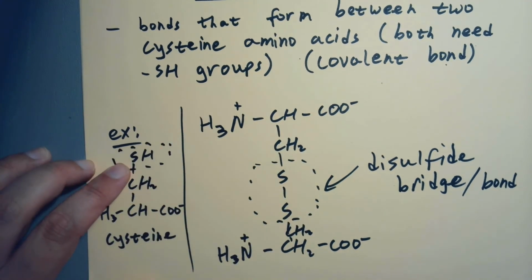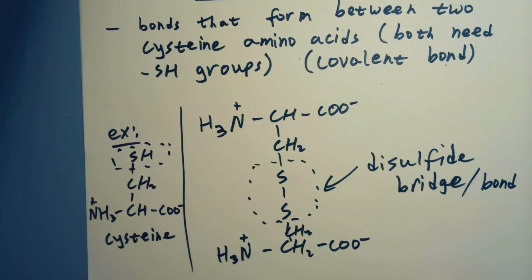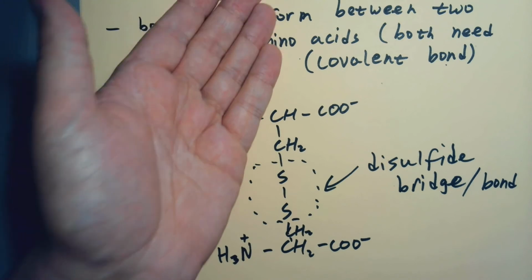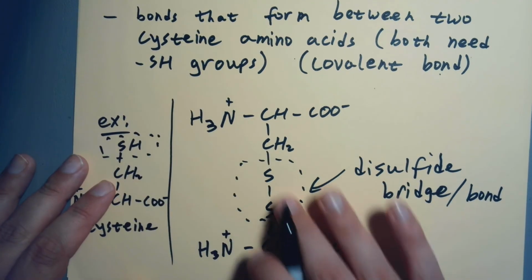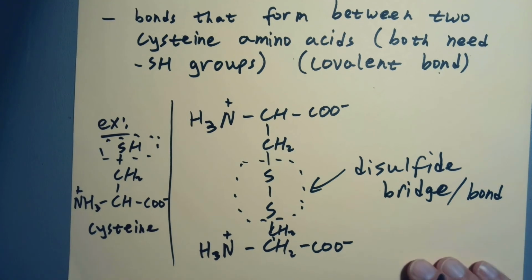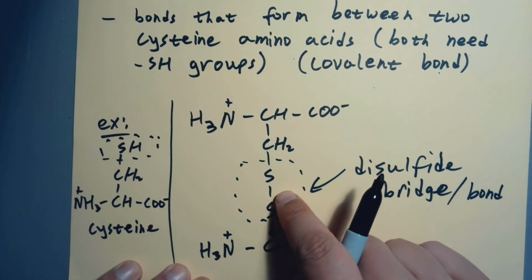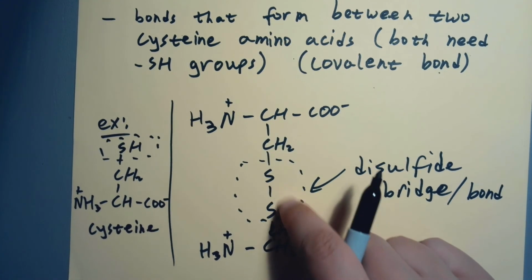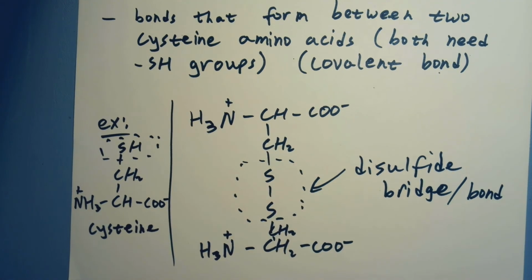Just go, does it have that? Does it have an SH group on it? If it has an SH group on it, it can form a disulfide bond or disulfide bridge. That's two names for the same thing, to be clear. And this is a covalent bond. I drew a line there for a reason. These are covalently bonded to each other.